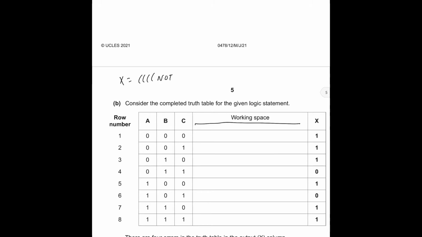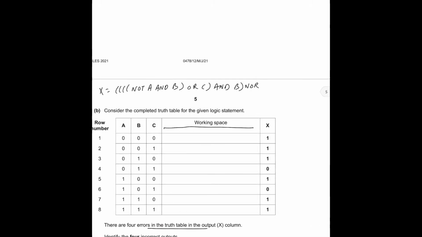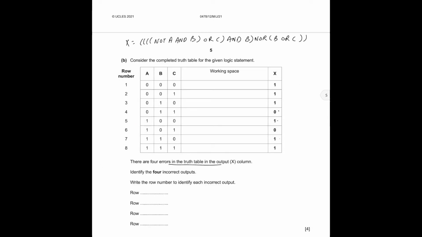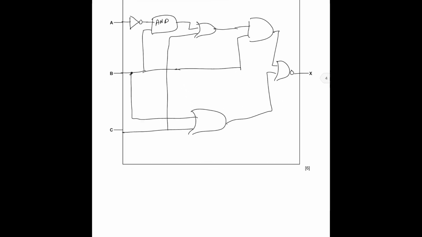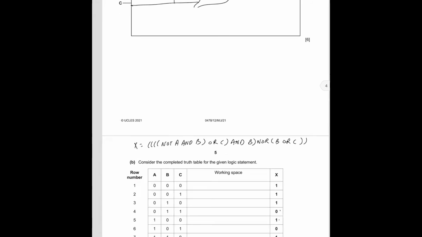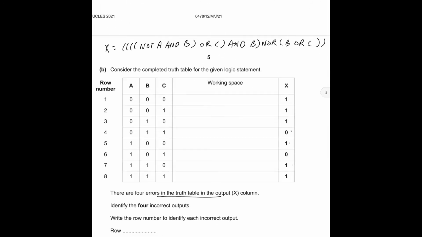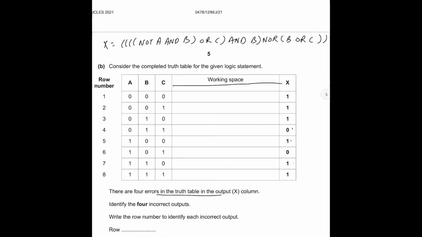brackets NOT A and B or C. Sorry guys, I'm doing this as fast as I can for this video. So we have B or C. Based on this, we have to look at the logic circuit and understand what it says. So it's saying NOT A, which means when it says NOT A, it's A not.